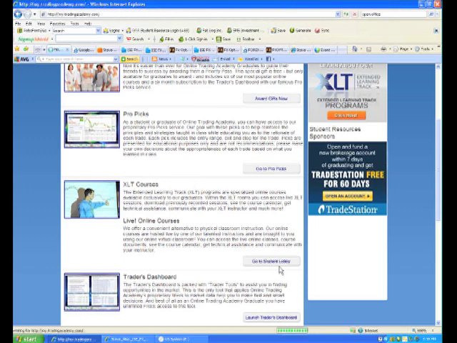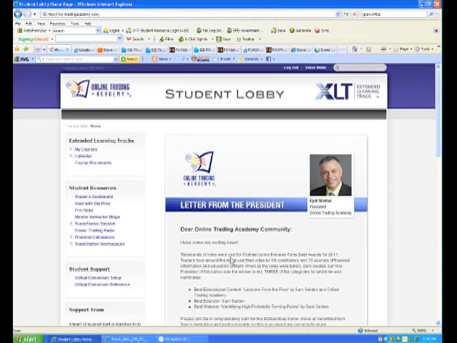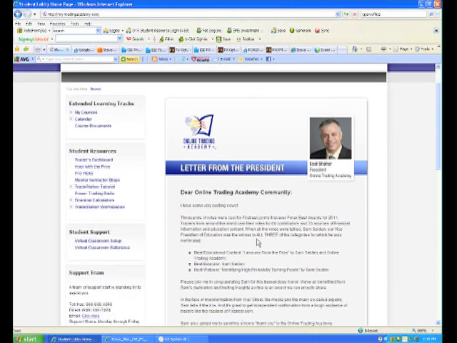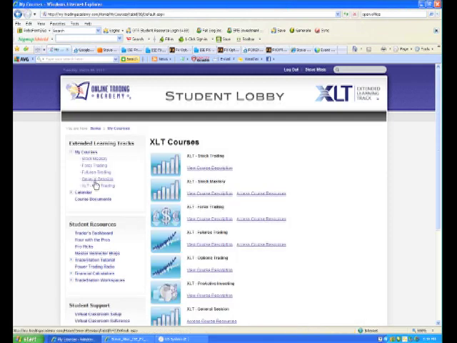And then I'll show you our trader dashboard, because it is something that we use for our students to make their daily checklist very simple. This is our home page, and we have our XLT courses and our XLT course menu, our XLT calendar for all the courses that are coming up and when they're going to be released for the students.